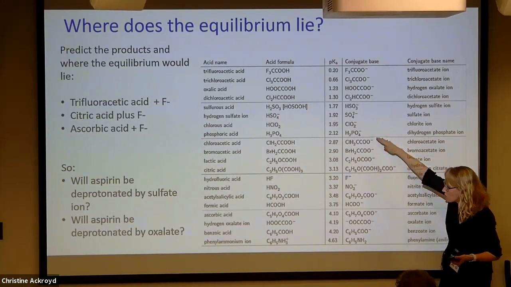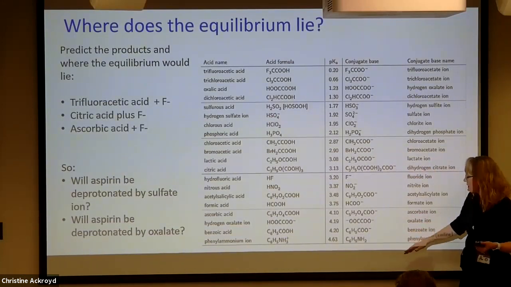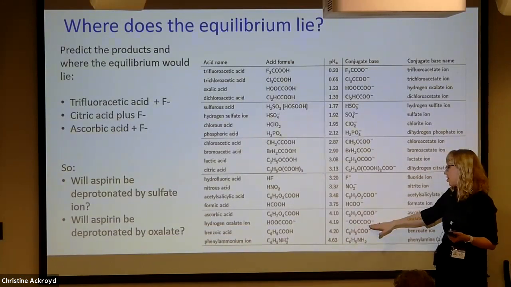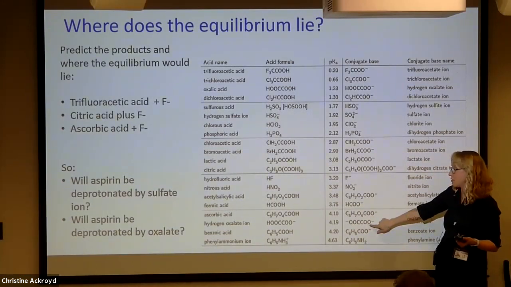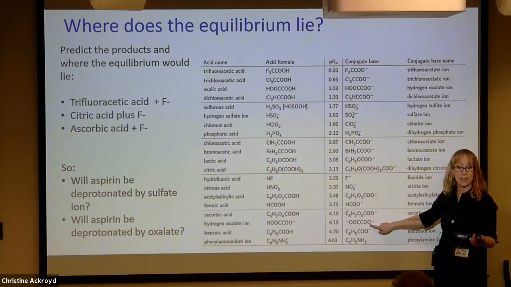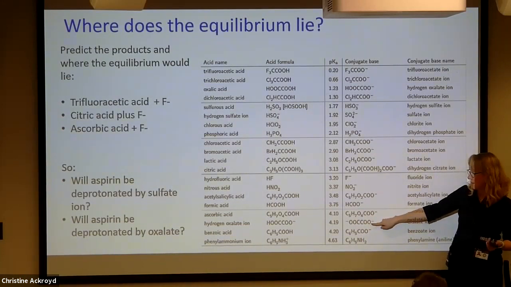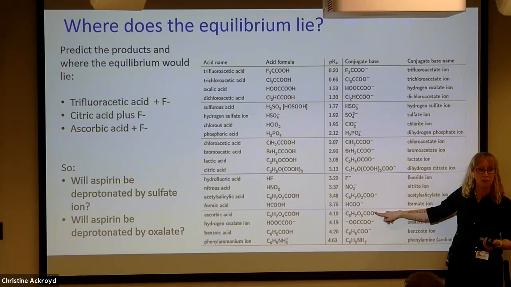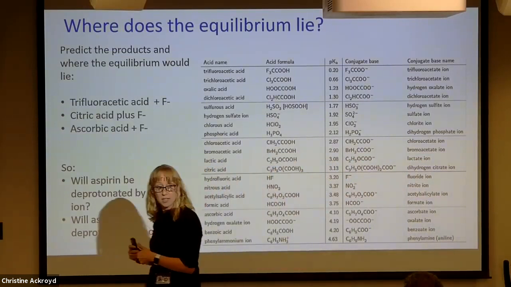Okay. If we take aspirin, instead of reacting it with the sulfate ion, we react it with oxalate. What will happen then? The oxalate is strong enough base to pull a proton off of salicylic acid. The conjugate base is this. Sorry, I have that wrong. This is your base, this is your conjugate base. Which one is the stronger base? Which way will the equilibrium lie? To the right.